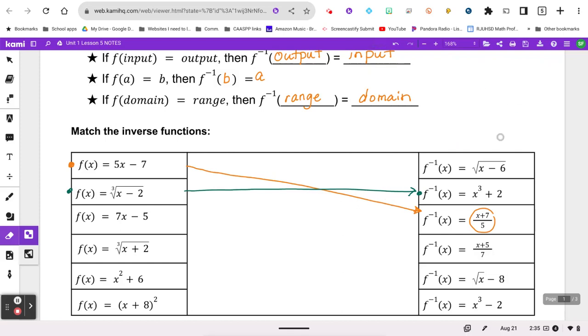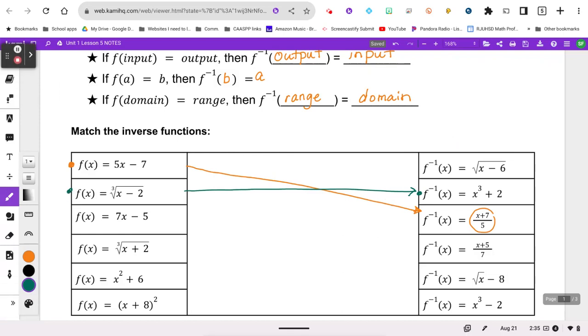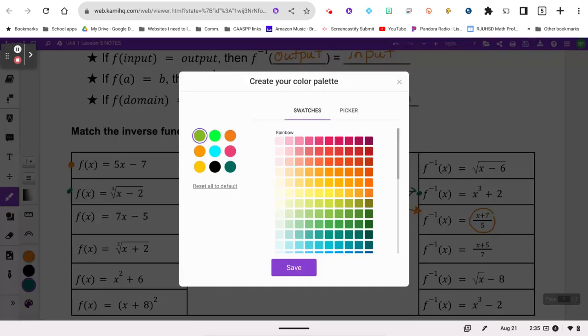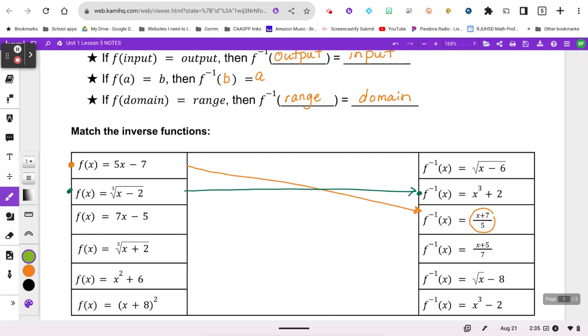Okay, so if we look at the next one, we need to get a different color. So we're going to, again, switch our x and y's. So we get x equals 7y minus 5. Remember PEMDAS backwards, so add or subtract first, and then we're going to divide. And I think you can easily see what our answer is going to be. x plus 5 over 7.